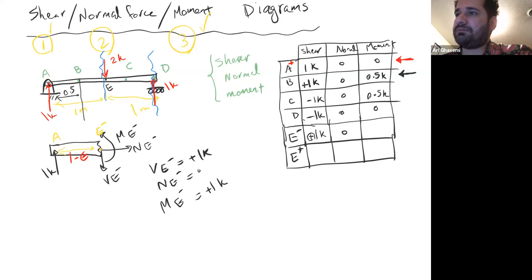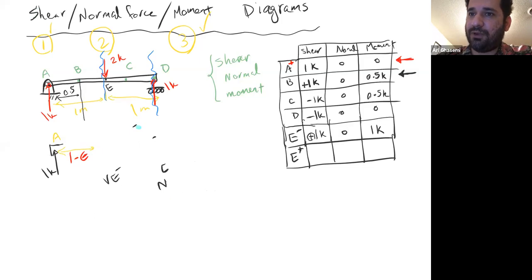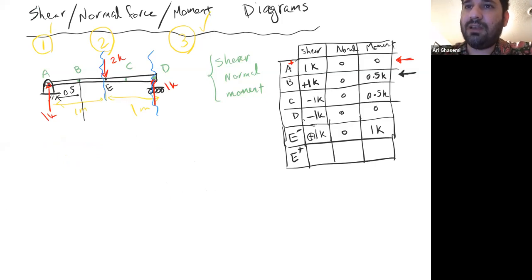And then the moment at that point, ME minus, is equal to 1K, right? So let's go to E plus. What do I get? If I want to do E plus, again, I have to do another fresh cut, right? I cannot use this one because this is cut at point E minus. So I do a fresh cut like that, right? And then I take the system on the right because I only have one force, okay?